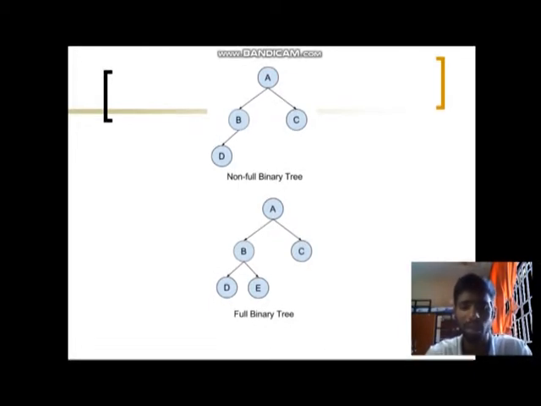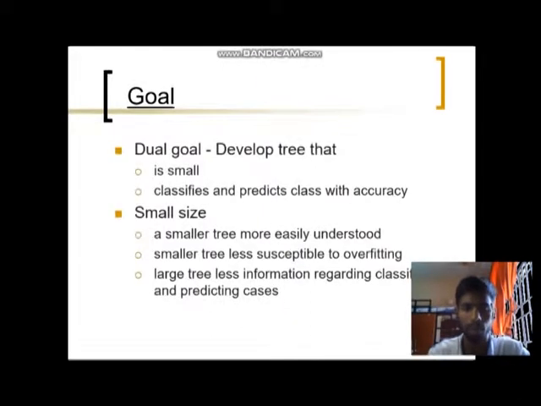What is the goal? Dual goal. What is the goal of creating an algorithm or a decision tree? We develop a decision tree which should be small, in the sense that it is interpretable, easy to understand, and less susceptible to overfitting. And the second is that it classifies and predicts the class with accuracy. There should be no source of error, and if there is, the machine has a high chance of predicting something you don't want. That is obviously what we don't prefer, right? So we develop a decision tree which classifies and predicts everything with good accuracy.